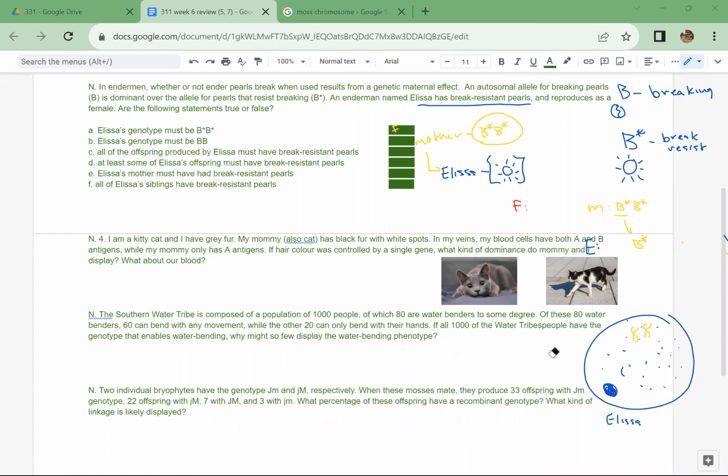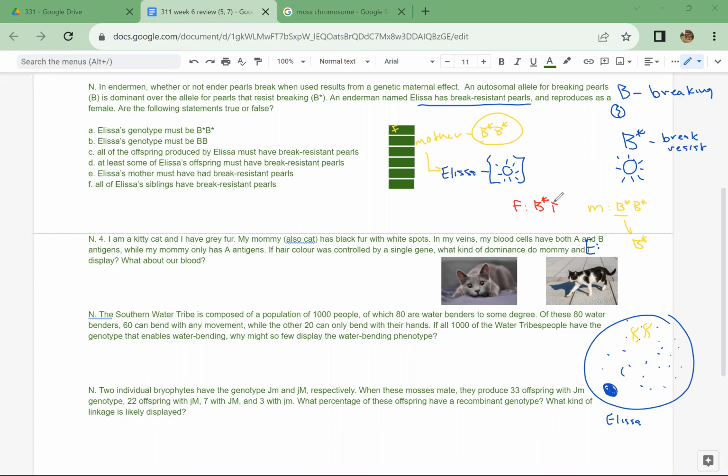Moving back to Elisa and Enderman. This is how I think of the genetic maternal effect. We aren't given any information about the father, and we aren't even given any information about Elisa's genotype. It could be that Elisa's father was also B star, B star, and therefore could only give a B star allele, resulting in a genotype for Elisa that is B star, B star. But not necessarily. We don't have the information to tell.